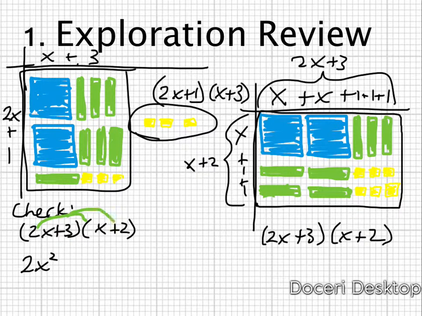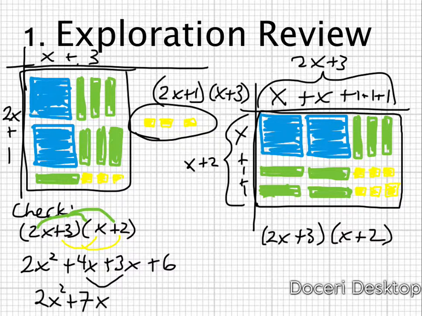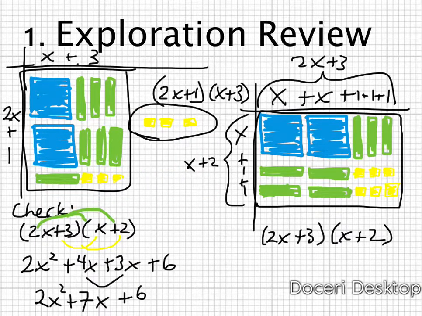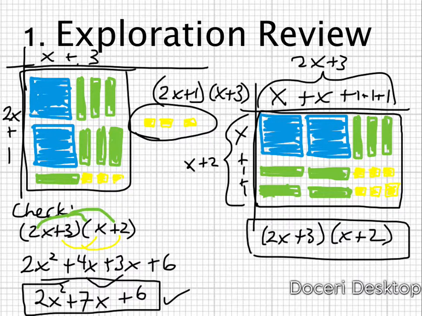Then I do 2x times 2, which is 4x. Then I do 3 times x, which gives me 3x. And 3 times 2, which gives me 6. Combine like terms, I get 2x squared plus 7x plus 6. Is that what I wanted? Yes, it is. It checks out. So we know my answer is 2x plus 3 times x plus 2.